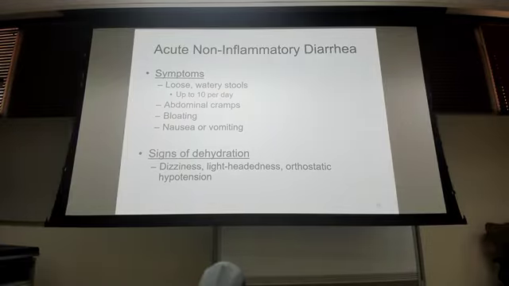So acute non-inflammatory, we said loose watery, can be up to 10 times a day. Cramping, bloating, common. Nausea, vomiting, common. Well, we can do orthostatics and give them fluids. If they aren't having nausea and vomiting, what kind of fluids do we want to give them?